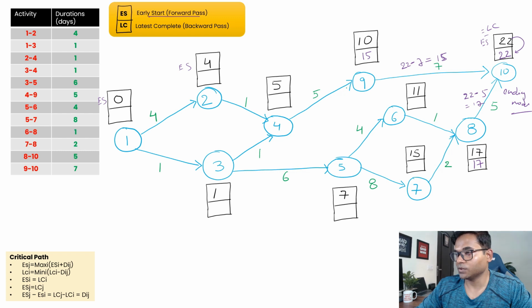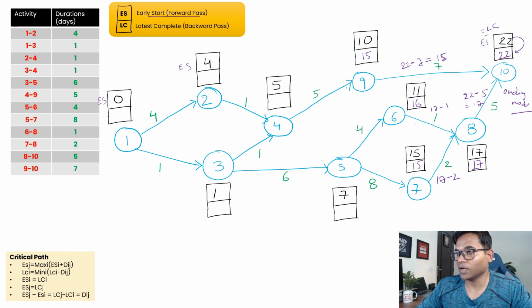Now if you come to node 7, 17 minus 2 is your 15, right, which is here. If you see 17 minus 1, let me just write it, 17 minus 1, that is your 16. 1 is the duration, 17 is the last LC calculation. So here we reach this, we covered this node.